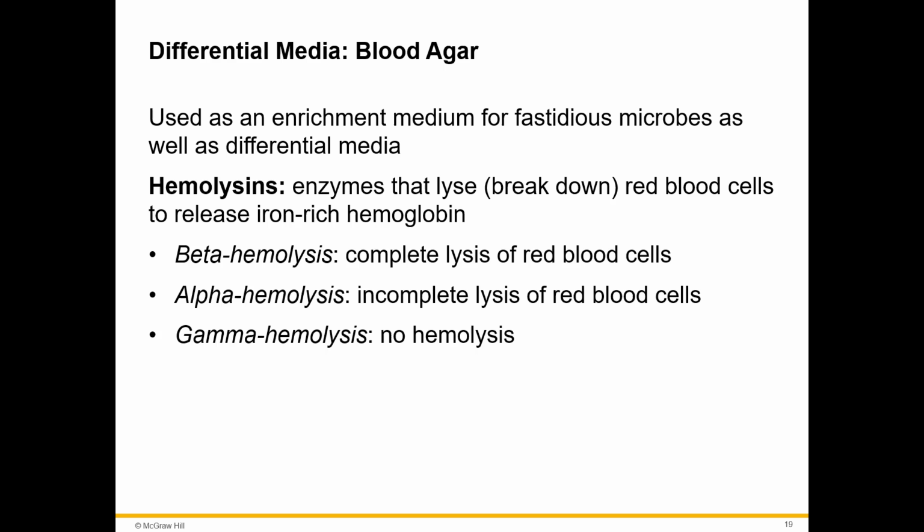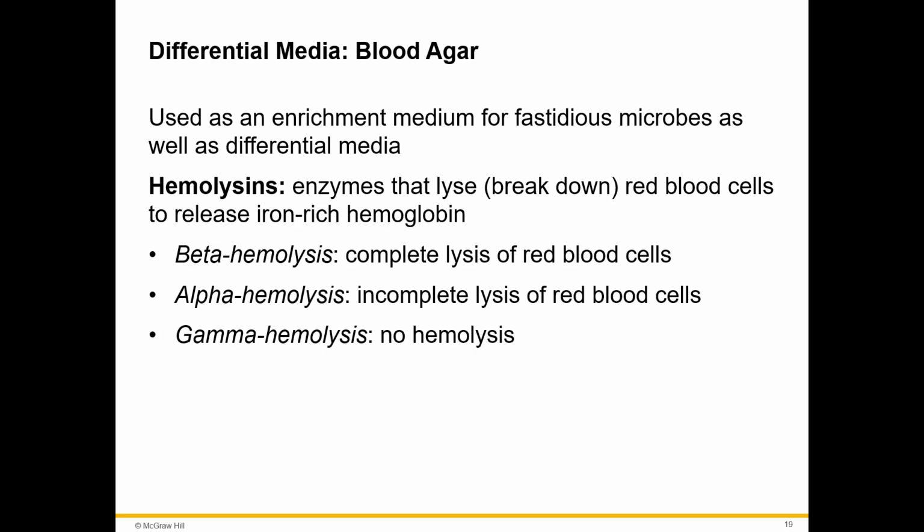Blood agar is a good example of a differential media. There are hemolysins, enzymes that lyse or break down red blood cells to release iron-rich hemoglobin. There are different versions of hemolysis based on what that microorganism produces. Beta hemolysis is complete lysis of the red blood cells. Certain species are beta hemolytic, meaning they produce enzymes that can completely digest red blood cells.